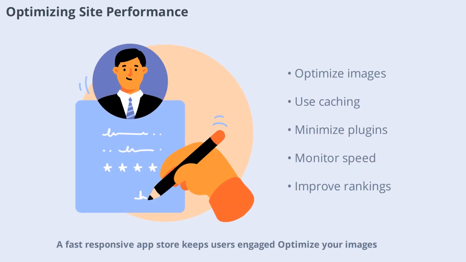A fast, responsive App Store keeps users engaged. Optimize your images, use caching tools, and minimize unnecessary plugins or scripts. Monitor your site's speed with online tools and address any slowdowns promptly. Good performance not only improves user experience but also helps with search engine rankings.